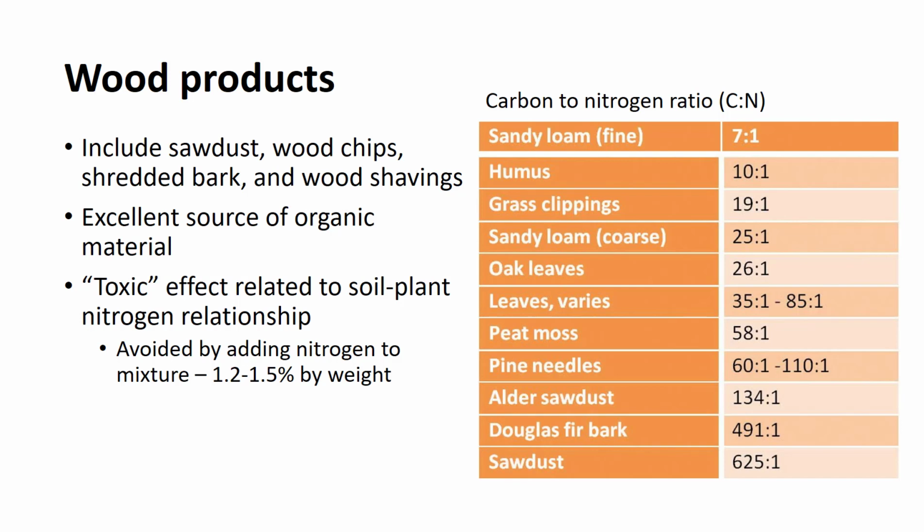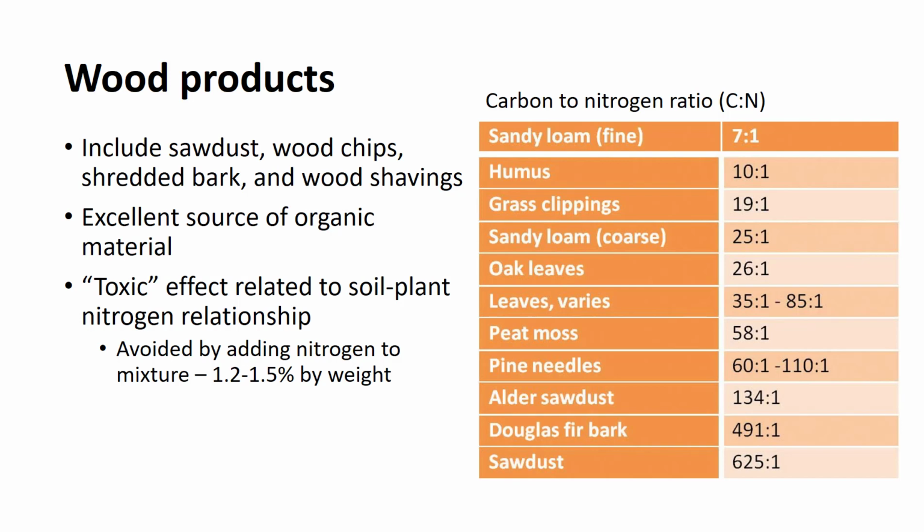Sawdust, because of its smaller size particles, will decompose more rapidly than coarse wood chips. Microorganisms carry out the decomposition and need a source of carbon found in the wood and a source of nitrogen, which will be taken from the surrounding media, since not enough is in the sawdust.